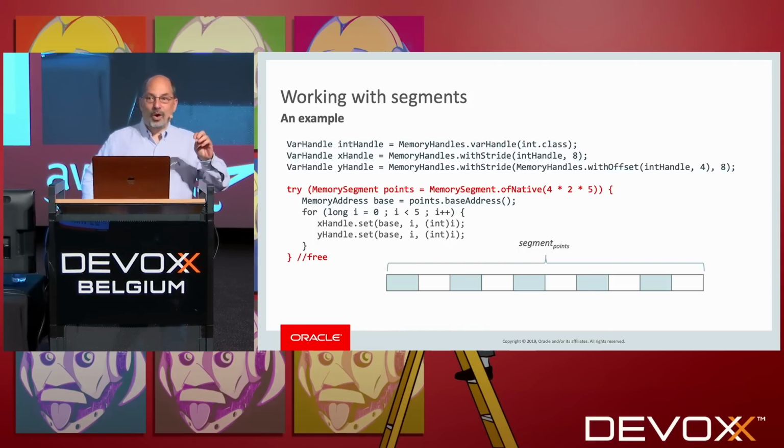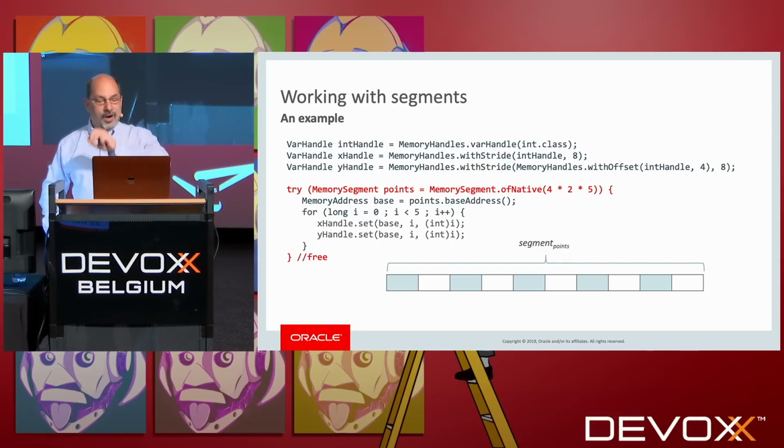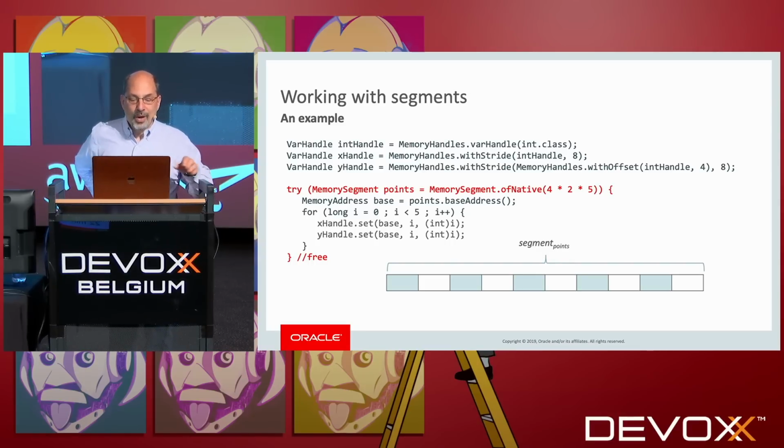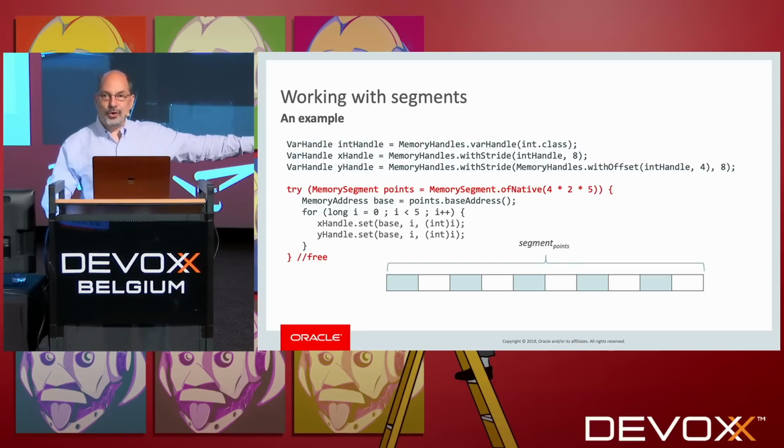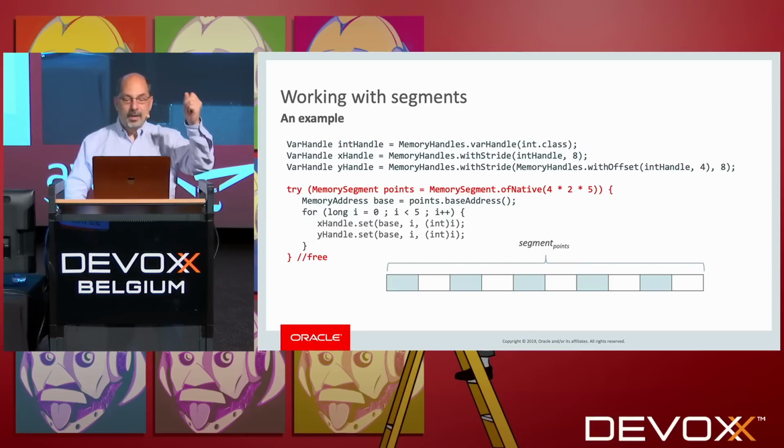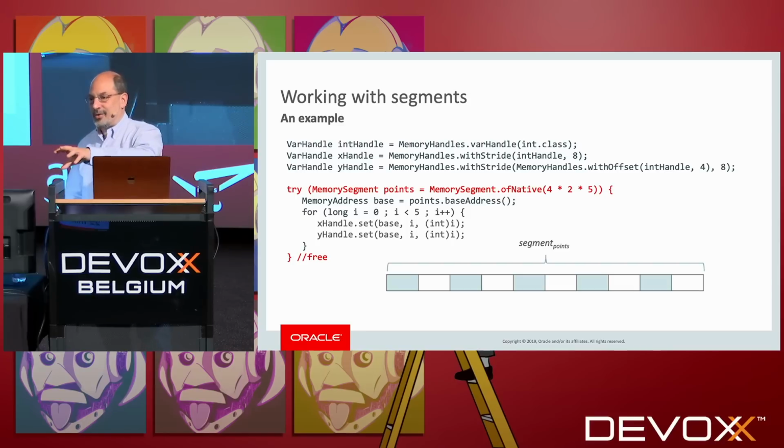And now we want to write into each of these XY values, and we're going to do this in a loop. Okay, so we have the var handle code that I showed you a few slides ago. It's exactly the same. We say, get me a base var handle for reading and writing ints. And if we want to read the X values, they're going to be every 8 bytes starting at offset 0. So we take that int var handle and we associate a stride of 8 with it, and that will read us the first X value, the second X value, etc., according to the index that we pass it. And then we do the same thing for the Ys that are just offset by 4 bytes.